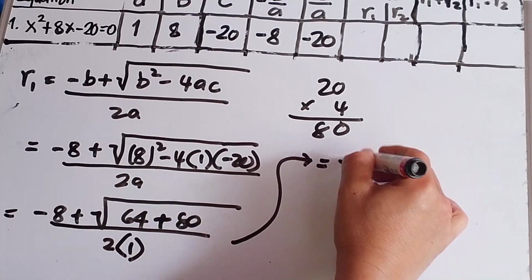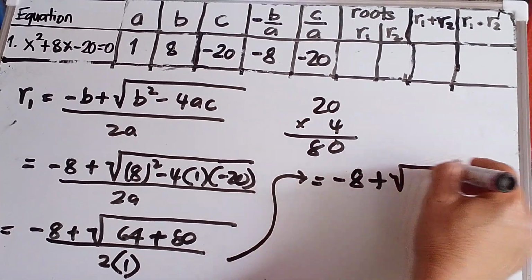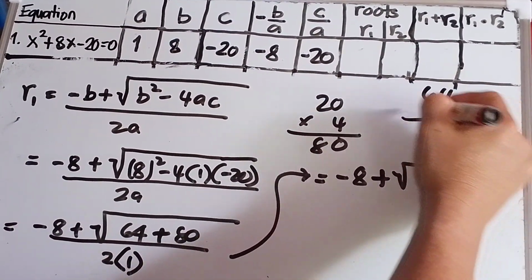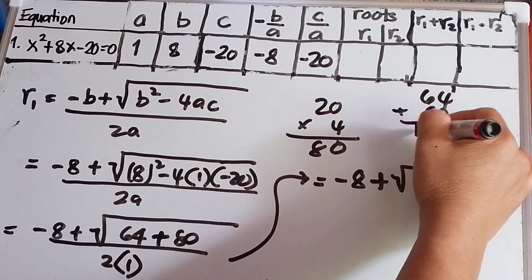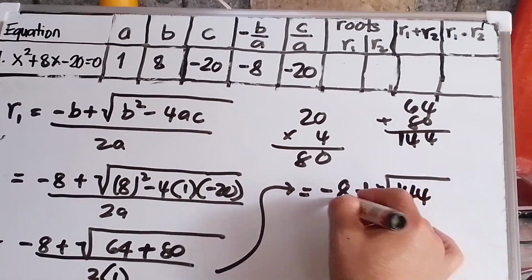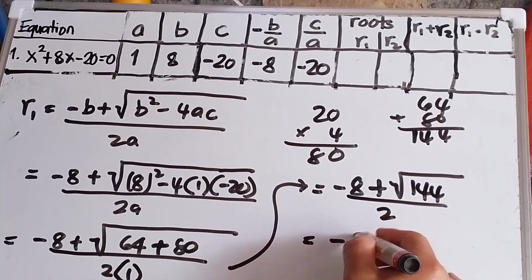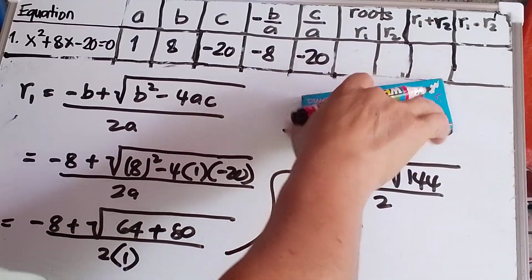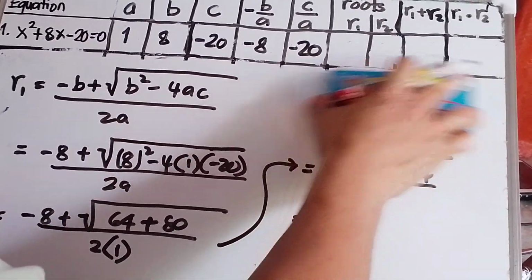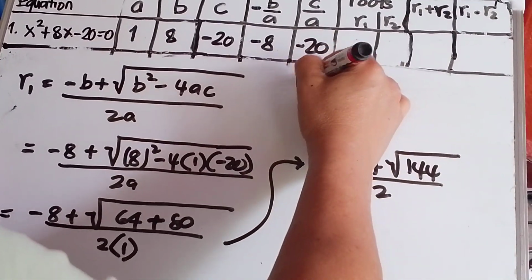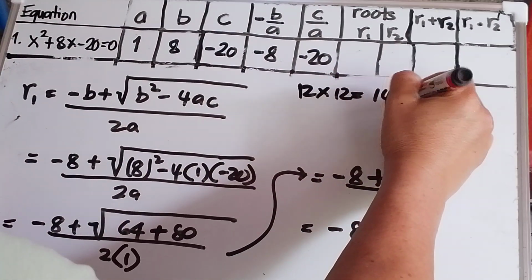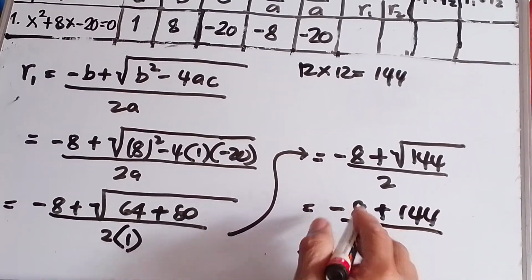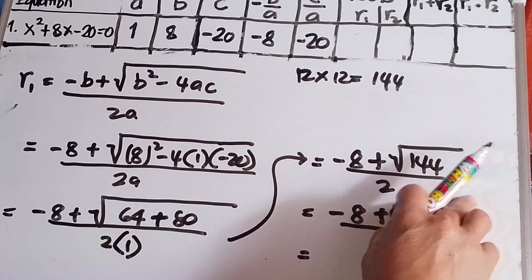So I have here negative 8 plus square root of, what is 64 plus 80? This is 144 over 2. What is the square root of 144? We know that 10 times 10 is 100. 11 times 11 is 121. So 12 times 12 is equal to 144. So the square root of 144 is 12.